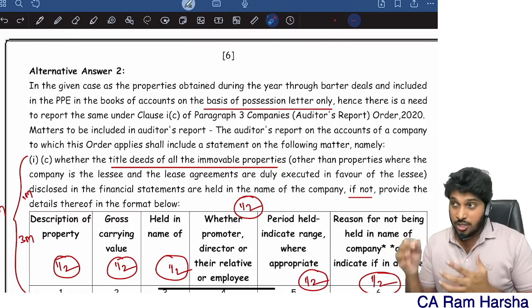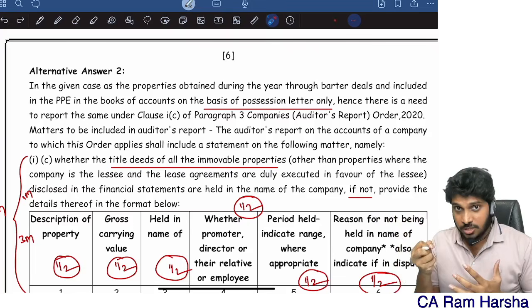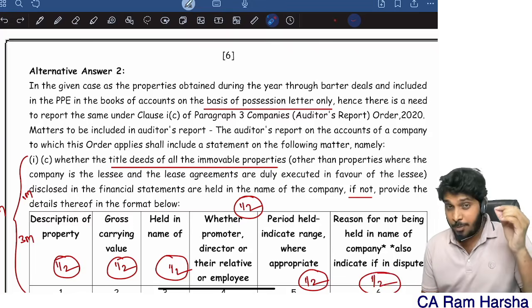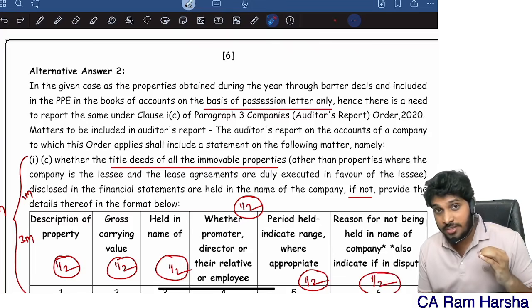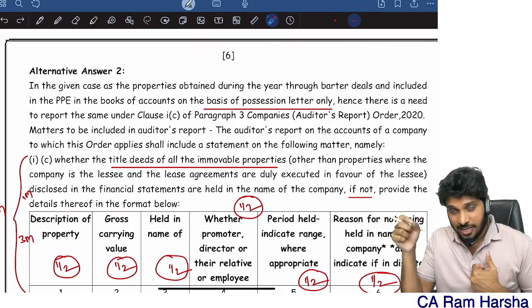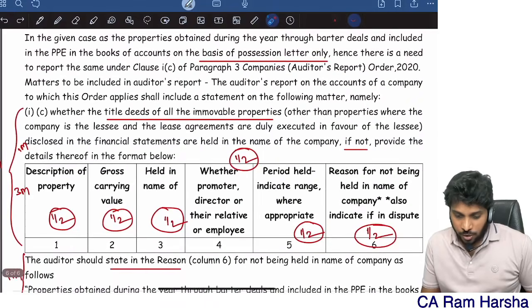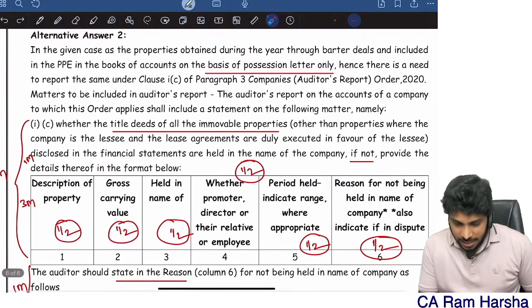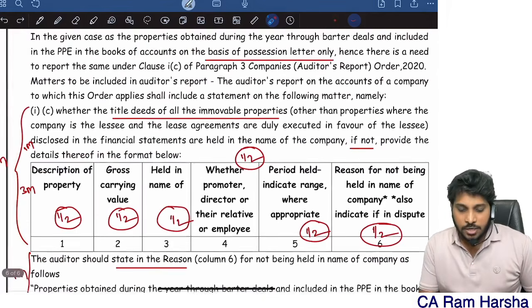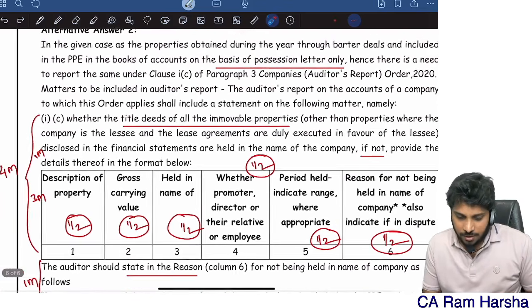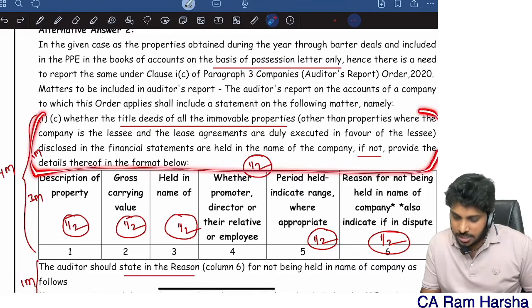Reporting in CARO, because here the properties were purchased based on a possession letter, which means title deeds are not yet in the name of the company. When title deeds of immovable property are not in the name of the company, the auditor has to report in the CARO paragraph, clause number 1, subclause C, and has to give these points. Any of this you can write. For example, if a student has CARO in mind, this is the answer you need to write. First you need to mention that CARO point.